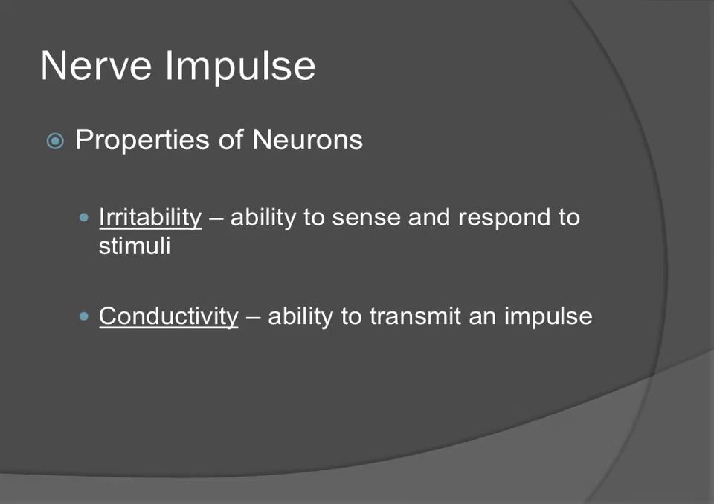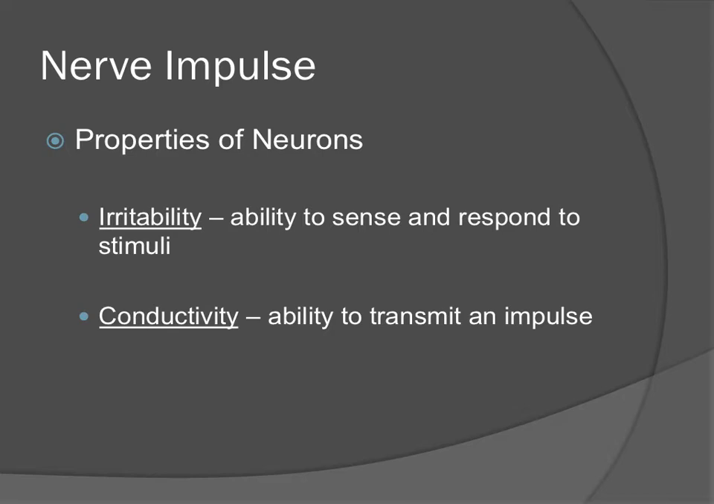So your nerve impulse has some properties. It has irritability and conductivity. Irritability is the ability to sense and respond to stimuli, and conductivity is the ability to transmit an impulse. Neurons are highly irritable and excitable. That means they're responsive to stimuli. Remember, stimuli means any change in the environment.